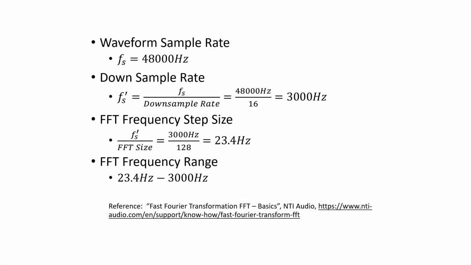The Audio MNIST waveforms have a sample rate of 48,000 Hz. Using a downsample rate of 16 gives us an FFT sample rate of 3,000 Hz. We can calculate FFT frequency step size by dividing the downsampled rate by FFT size. In our case, with an FFT size of 128, we have a step size of 23.4 Hz and a frequency range of 23.4 to 3,000 Hz.